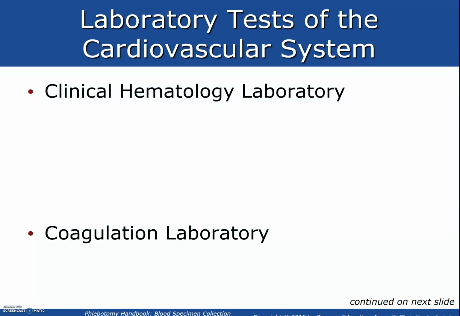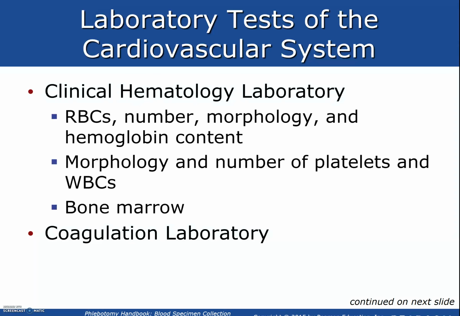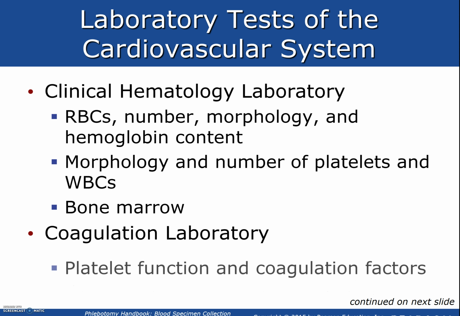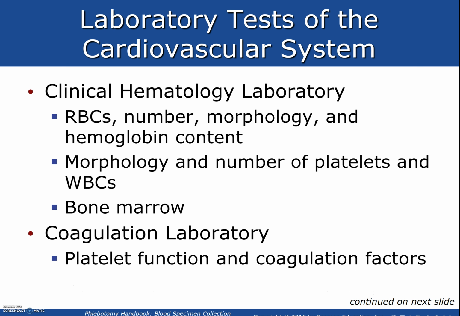Clinical hematology laboratory looks at the red blood cells, number, morphology, and hemoglobin content. And morphology is basically the shape of the cells. It also looks at the number of platelets and white blood cells, and bone marrow. Then we also have the coagulation laboratory, platelet function and coagulation factors. This is how our blood clots.